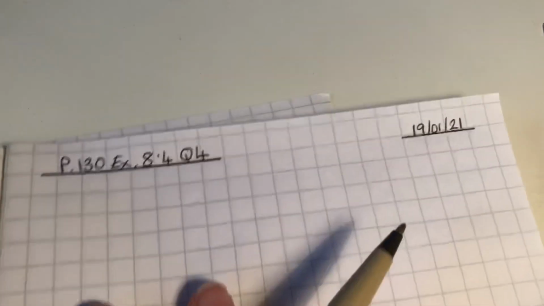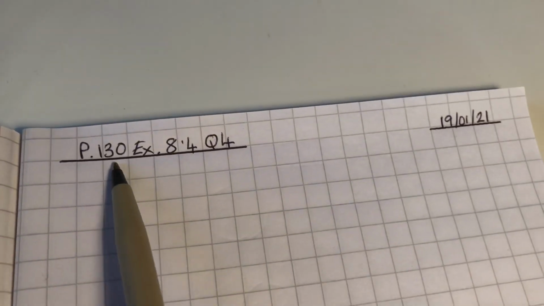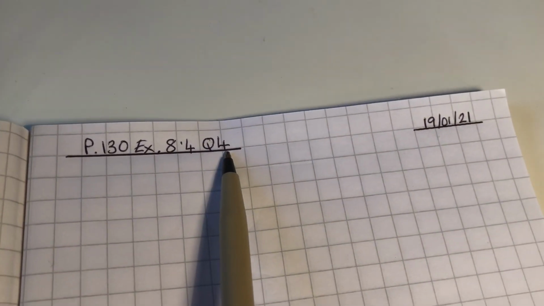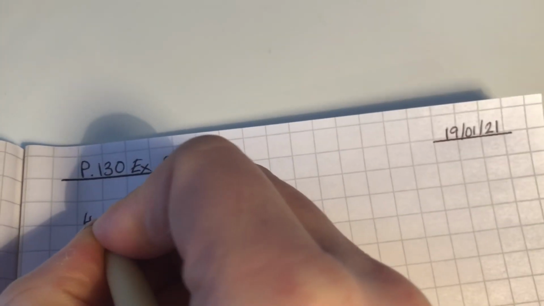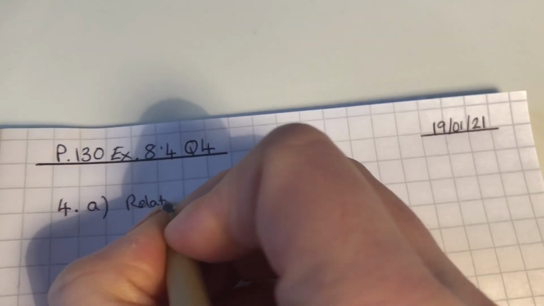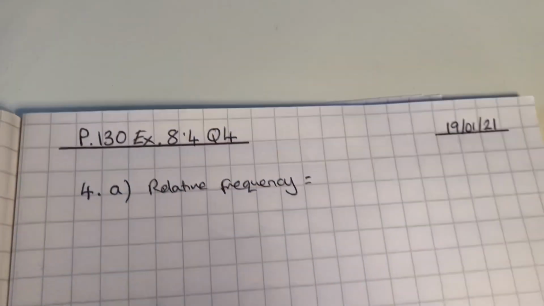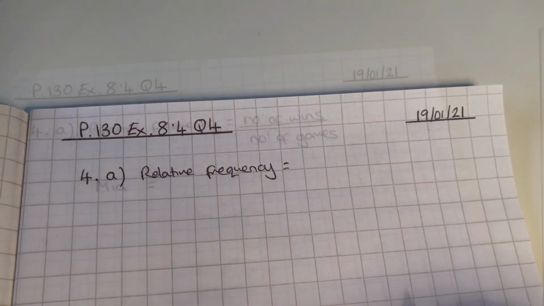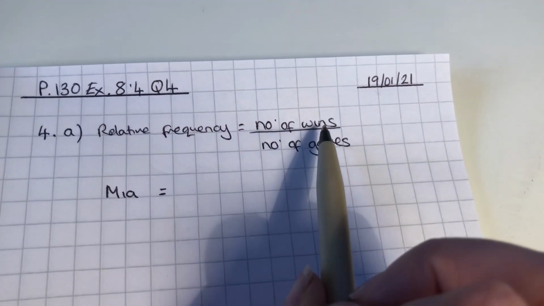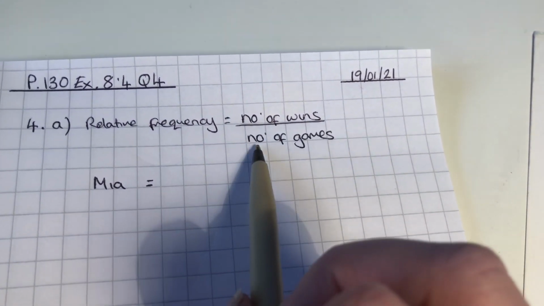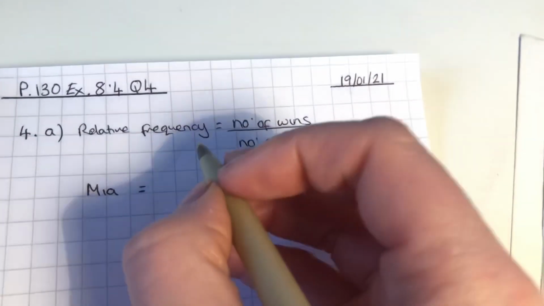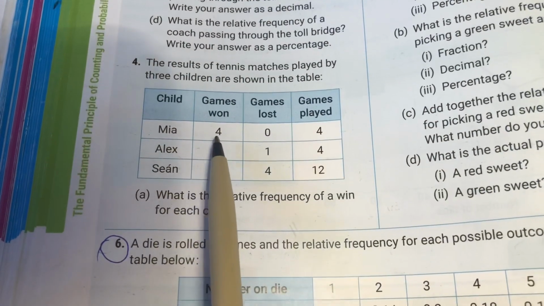Okay, so when doing my work, like always, I make sure I have a full heading, my page number, exercise number, and question numbers, my date. And for this question, I'm going to be using a formula for relative frequency. So that's my very first thing that I'm going to do, is make sure that I write down the formula as we always would when one is being used. Okay, so that's the number of wins over the number of games, and we'll have to do that for each person. So for Mia, if we look, she won 4 out of 4.